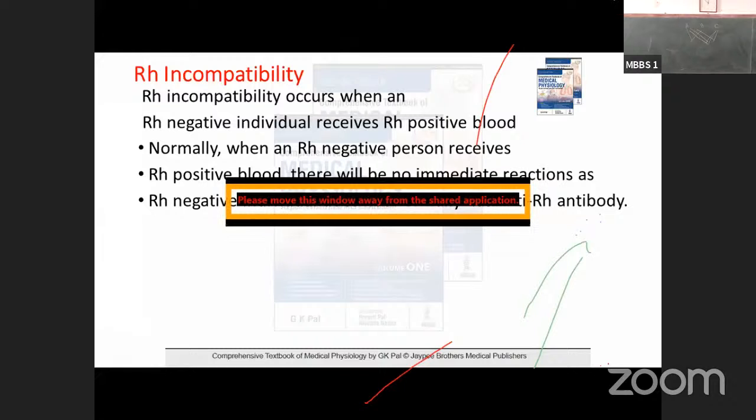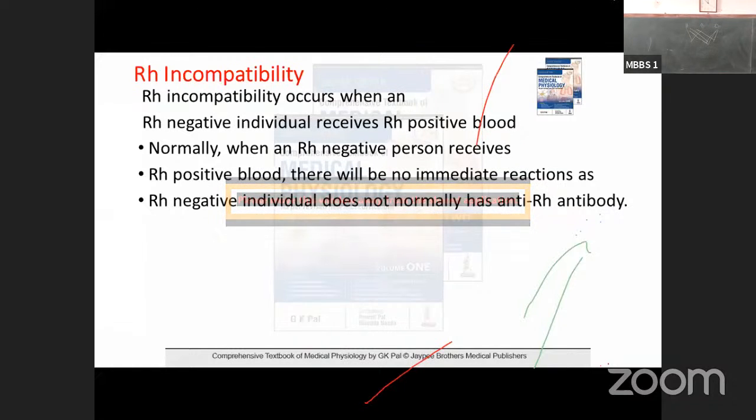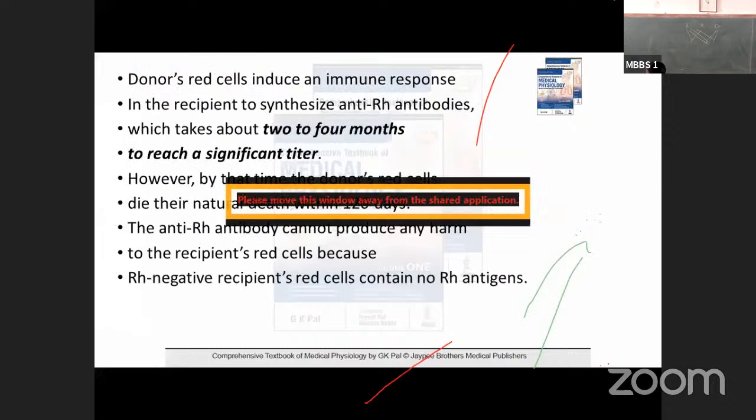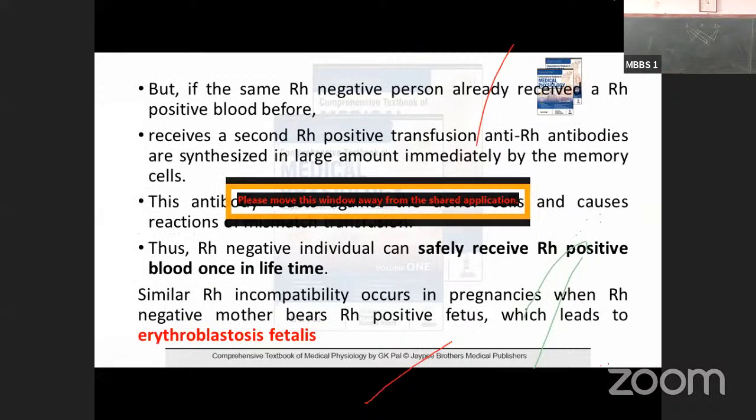The second time, if you make the same mistake, there will be risk. Because the first time, the memory cells which are formed develop the antibodies, and the second time they develop the response. So only one time you can give Rh positive blood to an Rh negative person. And this is the principle in erythroblastosis fetalis. It takes 2 to 4 months for the development of the antibodies in Rh incompatibility. Then we see about erythroblastosis fetalis.